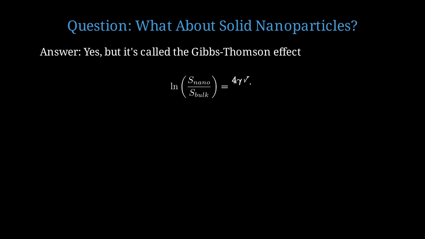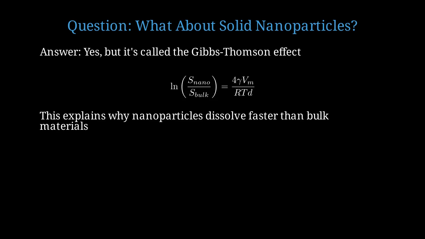The equation is similar. Natural log of S nano over S bulk equals 4 gamma Vm divided by RTd, where d is the particle diameter. This explains why nanoparticles of the same compound dissolve much faster than bulk powders. It's not just surface area, it's also enhanced solubility.